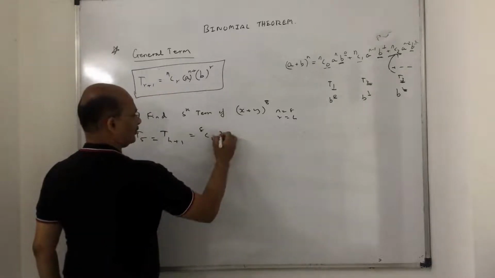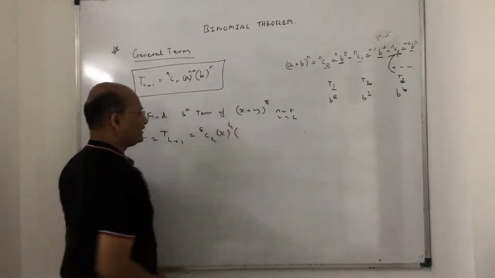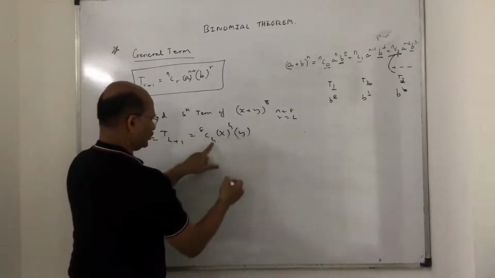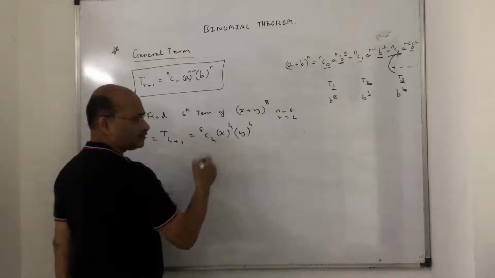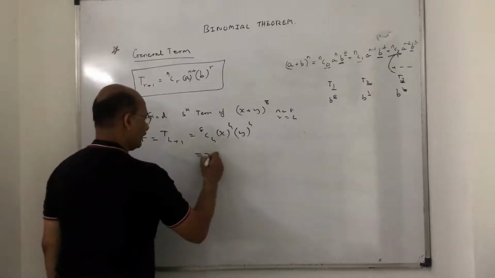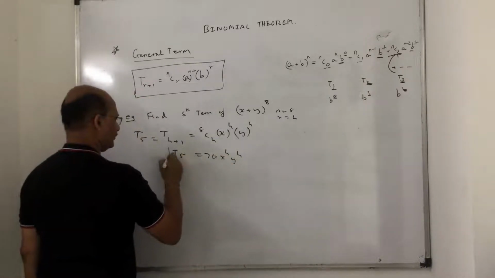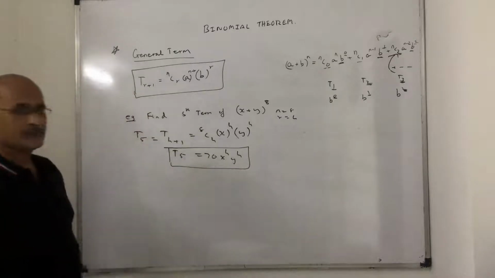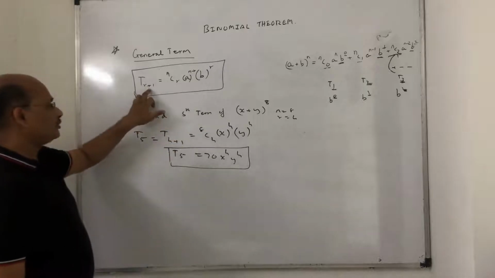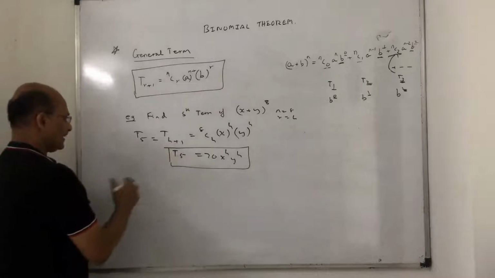8C4. First term, x raised to what I said, 8 minus 4 is 4. And the second term is y raised to this number. So 8C4 you have to calculate now and get me the solution. So it is 70 x raised to 4 y raised to 4. This is nothing but the fifth term. First simple example on using the general term. I did not expand. Let us take one more example.